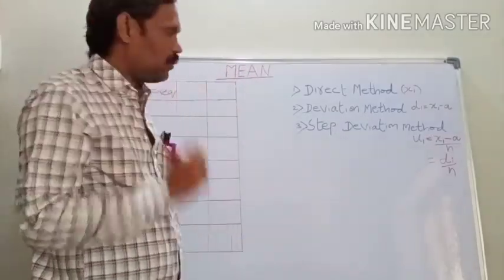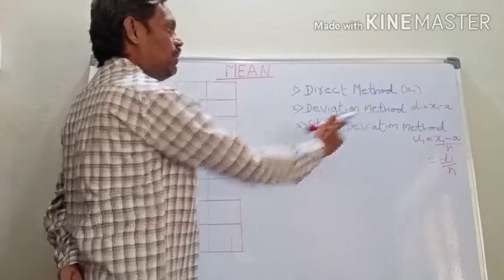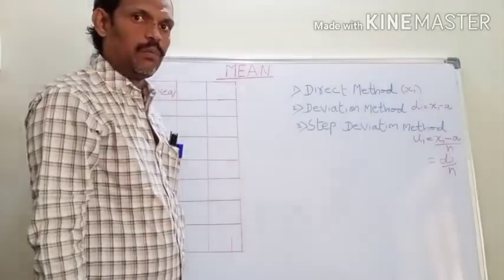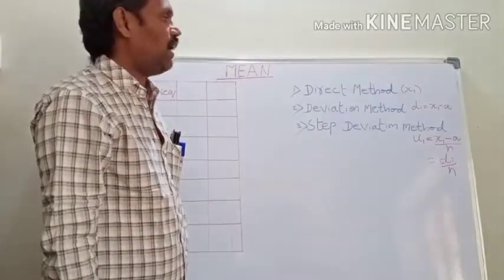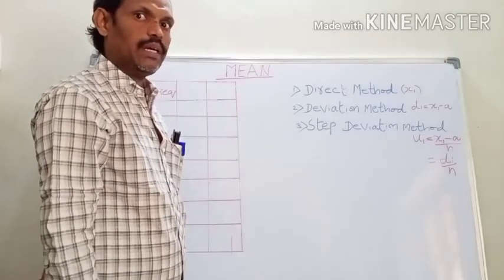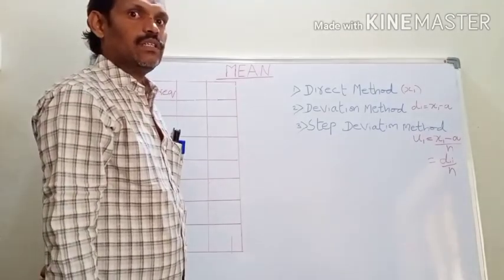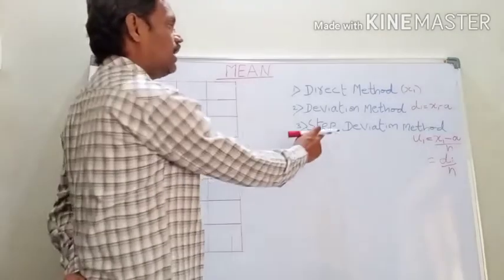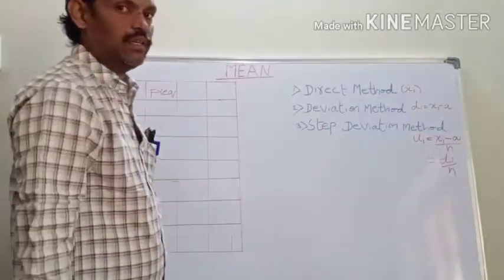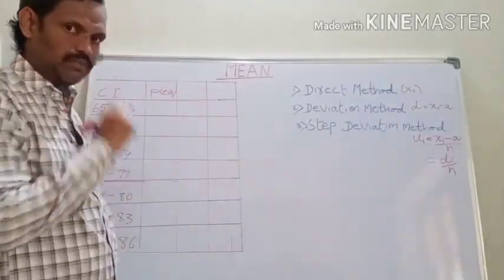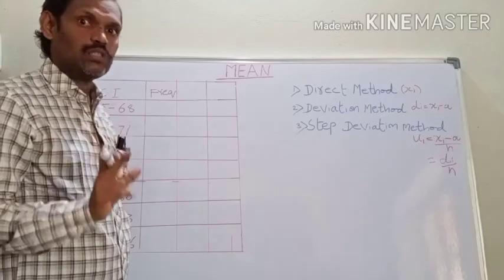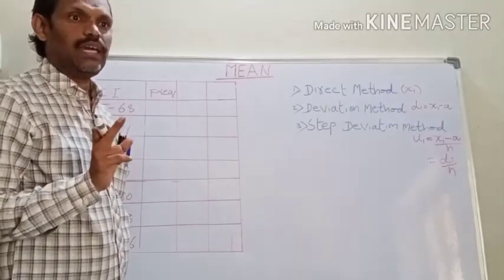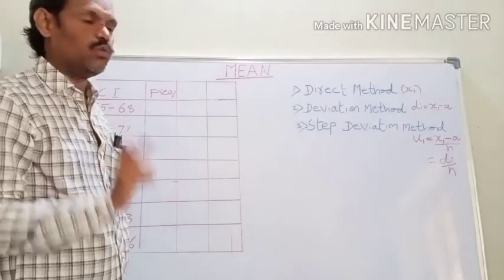Now I am going to explain the step deviation method. It is a very important method to find the mean. Sometimes the problem demands finding the mean by using the step deviation method. So I am going to explain this method for slow learners only, and once again, for slow learners only.